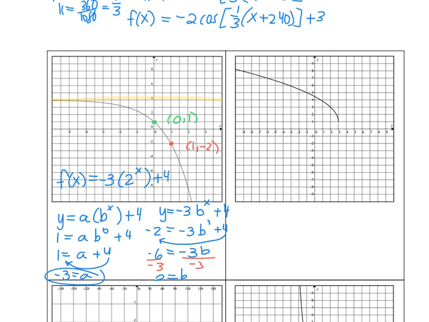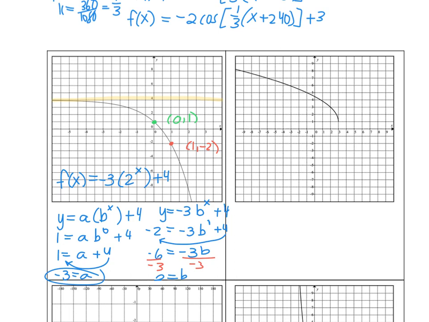And do a logic check. Does it make sense that this has been reflected over the x-axis? Definitely. Does it make sense that the asymptote's at 4 and it's been shifted up 4? Yes. Okay. Let's go to our next one, which is a square root function.